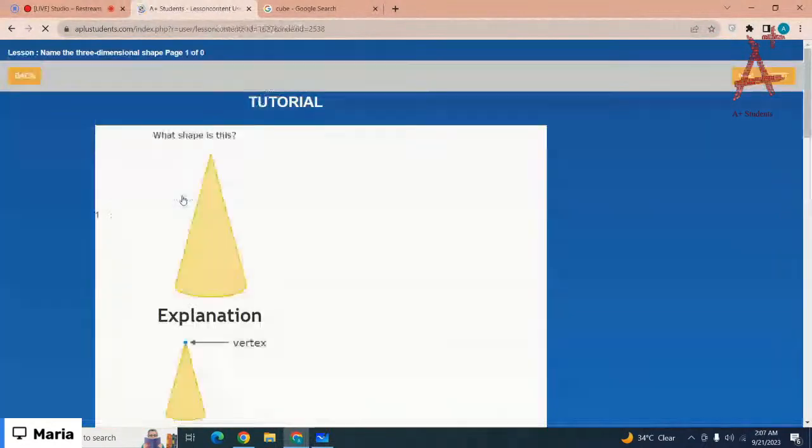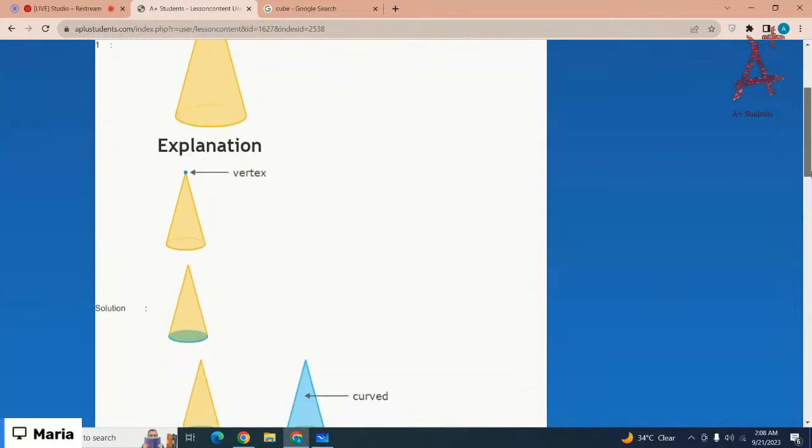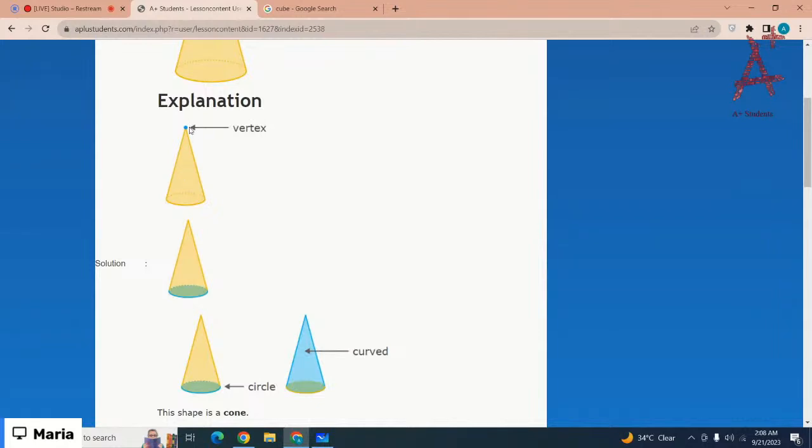Name the three-dimensional shapes. You are given the shape, and you have to write its name, right? Just look at the first one. What shape is this? A cone is also a three-dimensional shape because it has height, width, and depth also. This shape is a cone. Usually you can see this type of hat on your birthday. You can see this one is a vertex. Then you have a circle down there, and then you have a curve. So that is a three-dimensional shape, right?